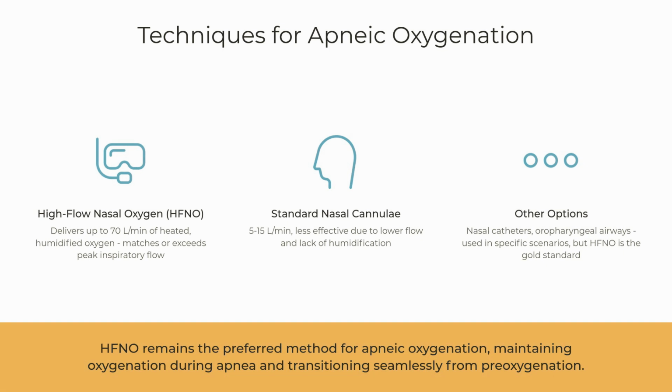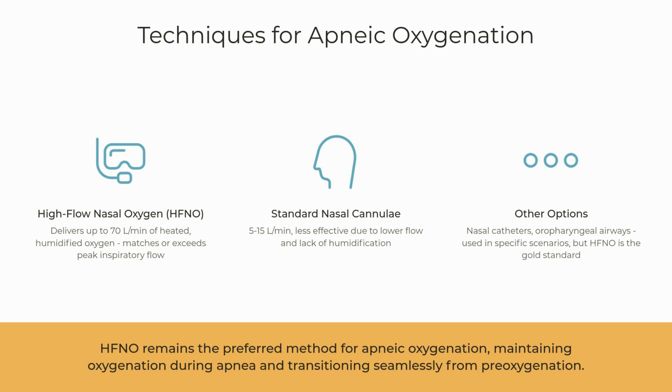High-flow nasal oxygen is the preferred method for apneic oxygenation, delivering up to 70 liters per minute of heated, humidified oxygen. It's effective because it matches or exceeds peak inspiratory flow, maintaining oxygenation during apnea, and transitions seamlessly from preoxygenation.